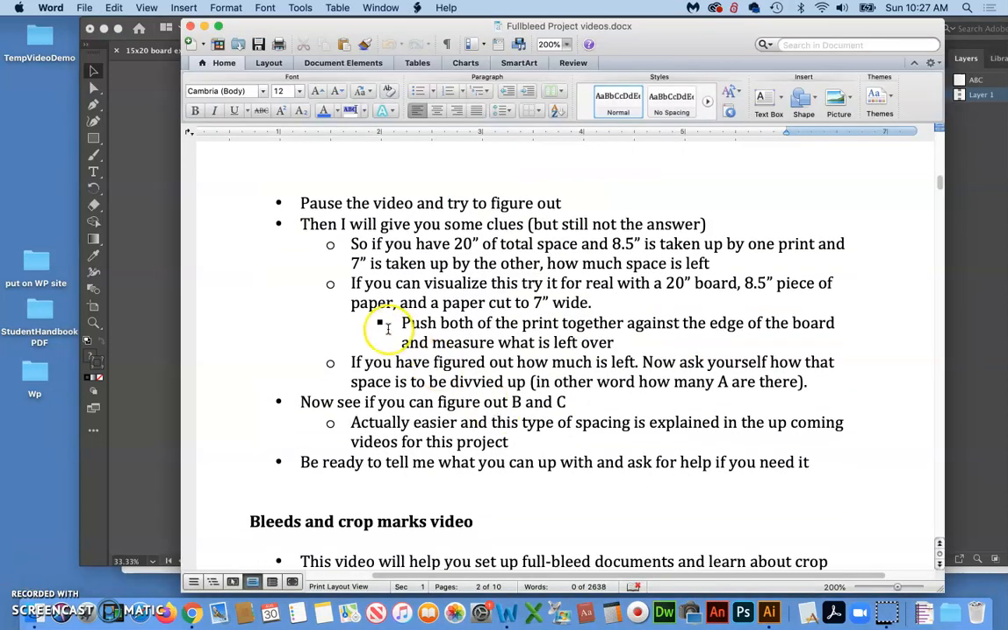And by far the best way to do this, if you can't get it with just the visuals, get it with the real thing. Grab a board that's 20 inches wide, even if you have to make one out of a piece of cardboard or something, or taping several pieces of paper together until you get 20 inches wide. Then get a standard 8.5 by 11 piece of paper, and then cut another piece of paper to 7 inches. And if you push both of those to one edge of the paper and measure what's left over, you get what the theory was that I explained with the calculator.